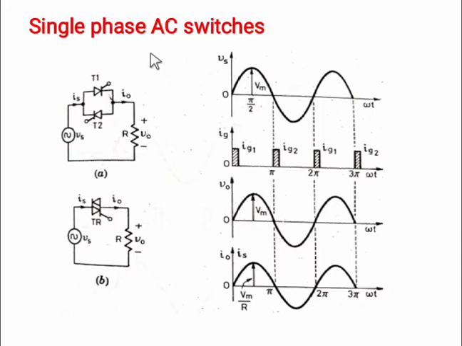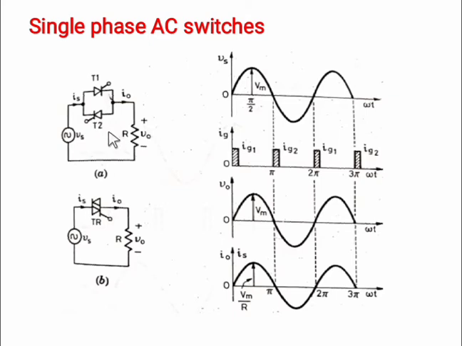Now let us understand the single phase AC switch, where we use thyristors. Two thyristors T1 and T2 are connected antiparallel. Antiparallel means the anode of one thyristor is connected with the cathode of the other thyristor, and the cathode of that thyristor is connected with the anode of the other. So T1 and T2 are connected in series.